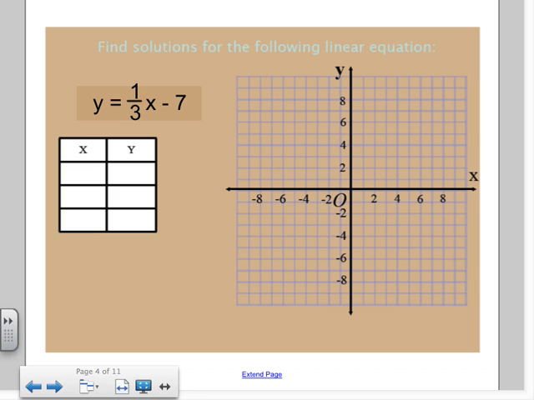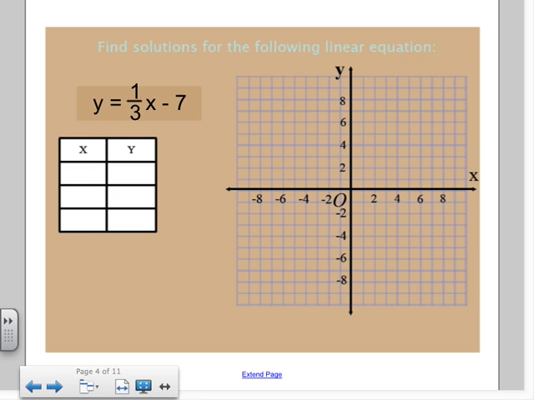All right, go ahead and pause it. Try this one on your own and hit play to check your work. All right, this one, when you're picking your numbers, you want to be careful what you pick because it's a fraction. If I pick 1, 1/3 times 1 is a third. A third minus 7, that's really annoying. So I'm not going to pick 1, okay?